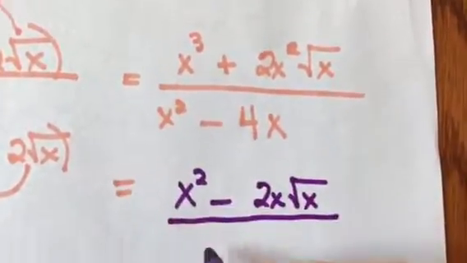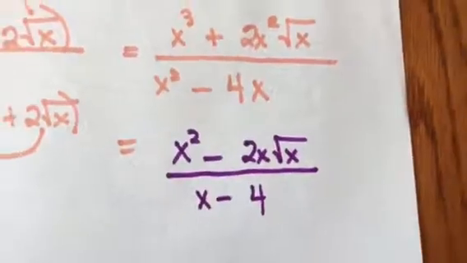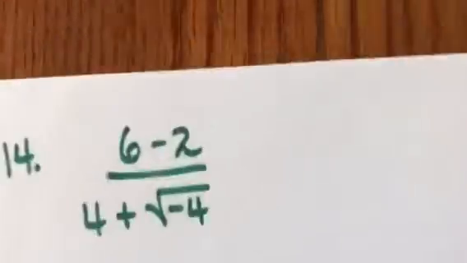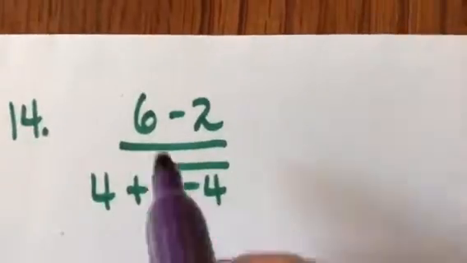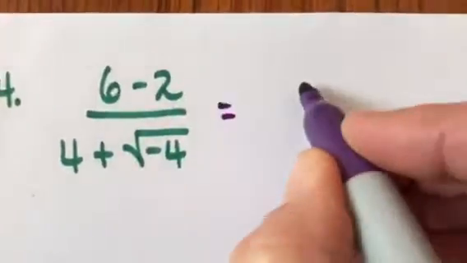Pull one out from there, and I pull it out of there. So that should be your answer right there. Isn't that lovely? All right, next one. They are so trying to trick you here. Come on, 6 minus 2, it's 4.